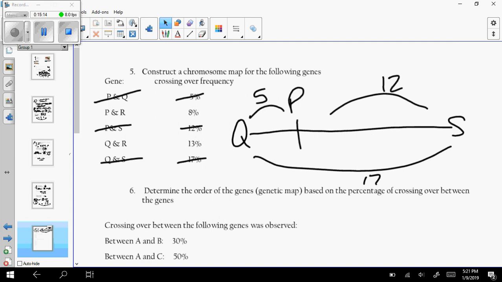So now I got to figure out where the R is. So P and R is 8. And Q and R is 13. So it would have to be here. So this would be my R. So Q and R, this would be 13. And then this would be 8. And that works out because 5 and 8 equals 13. All right, so that's how you do it. So go ahead and do the next one on your own and then let me know if you have questions.